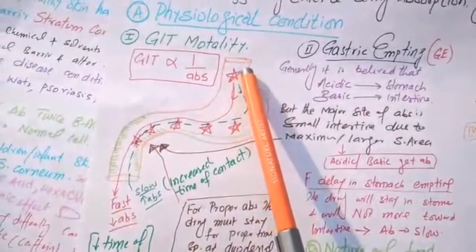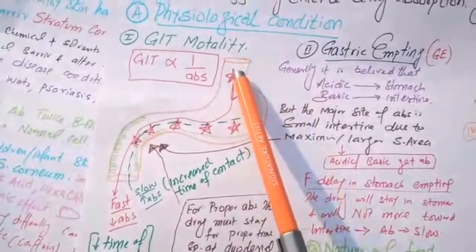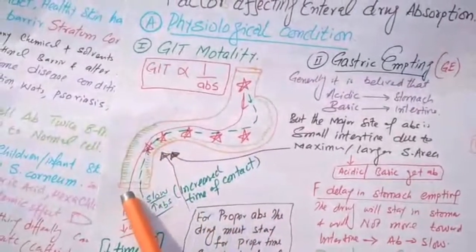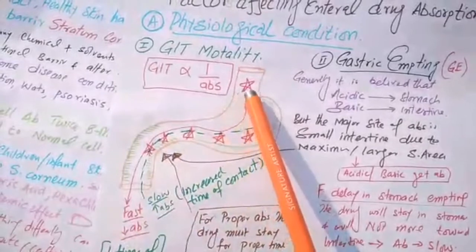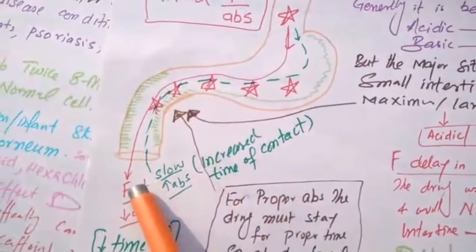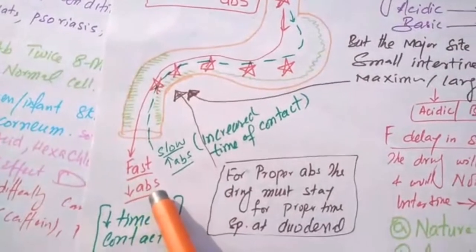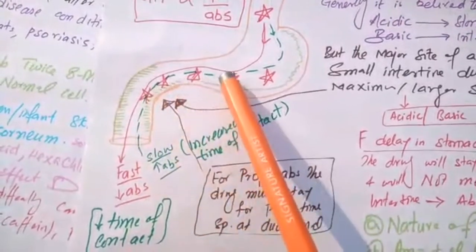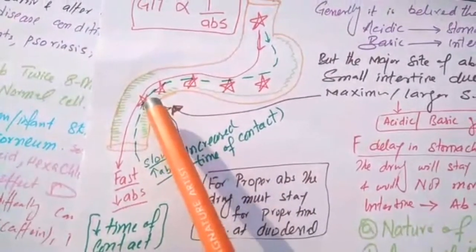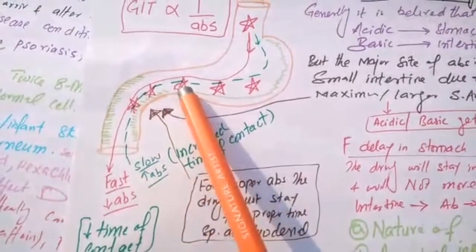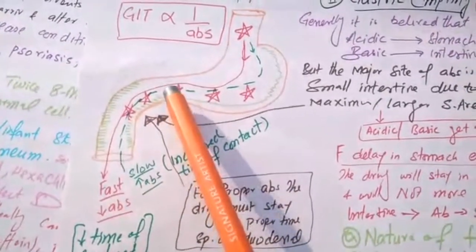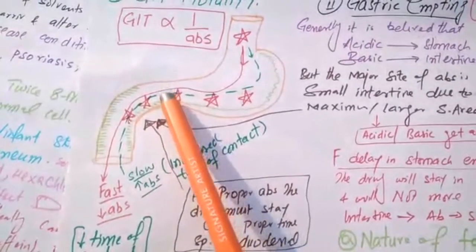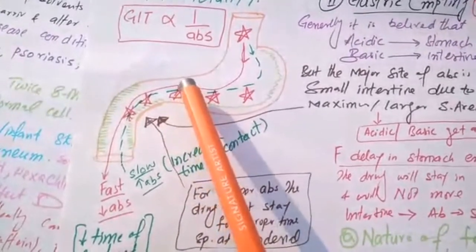Let's suppose this star is a drug. If this drug is moving fast due to increased motility, this drug can cross the stomach and intestine fast with decreased absorption, because the time of contact of the drug with the absorbing surface is less. The absorbing surface needs proper time of contact with the drug.